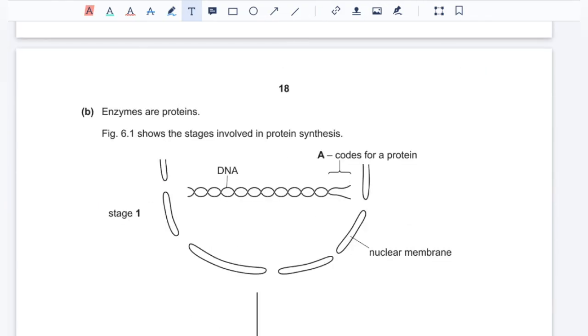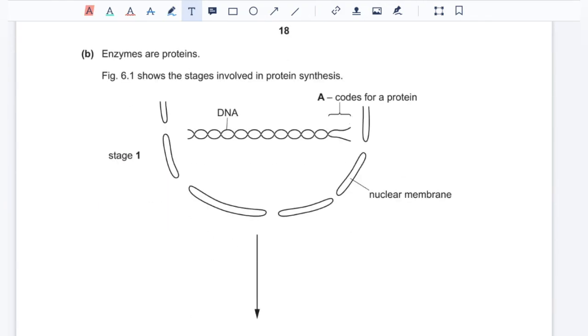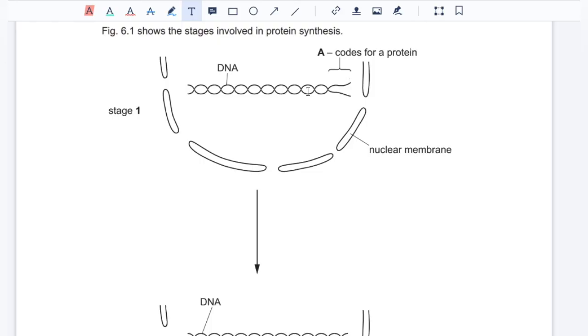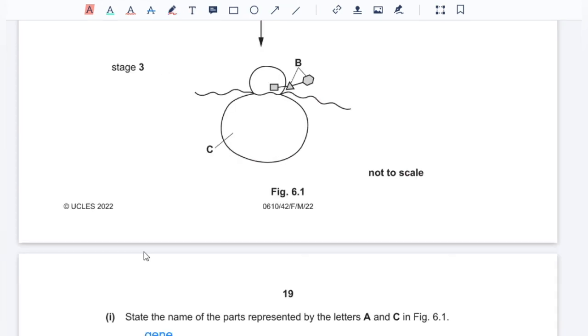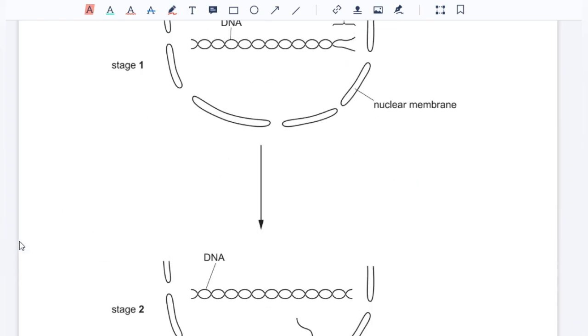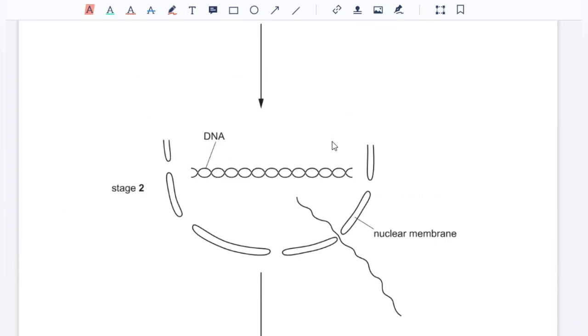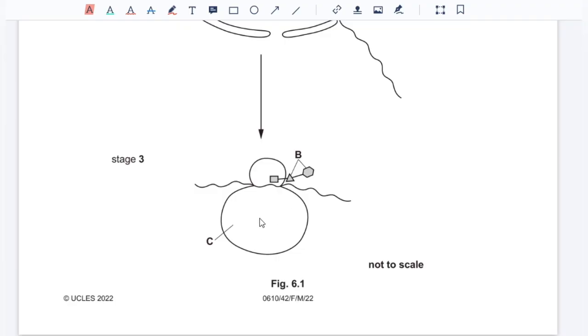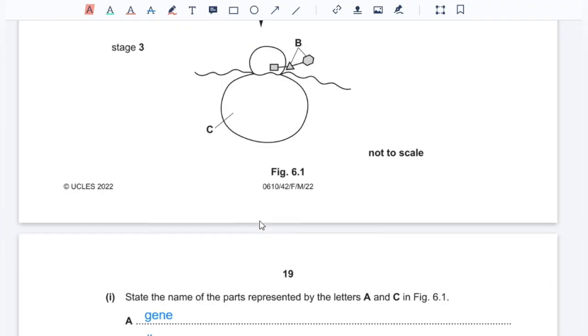These enzymes are proteins. Figure 6.1 shows stages involved in protein synthesis. So in here you've got the DNA and a section of it which is going to code for protein, and by definition we know that a section of DNA which codes for protein is known as a gene, which is labeled as A. 1. State the name of the parts represented by the letters A and C. So as I mentioned earlier, A here is a gene, and C, as you can see, is the site of translation, so it is a ribosome.